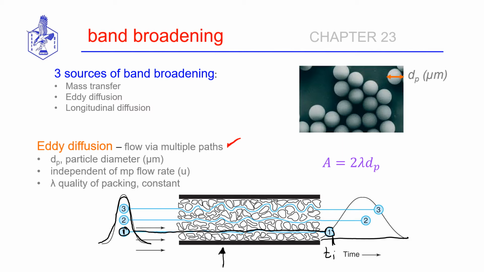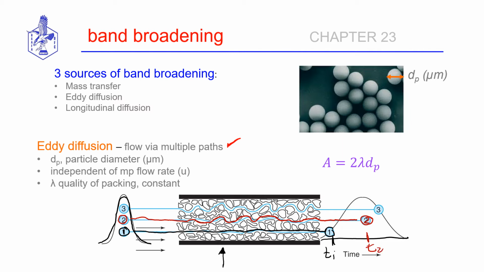Molecule number 2 takes a different path. It flows through this packed bed and it meanders a little bit. If there's a lot of void volume between these particles, there's going to be different options for how long it takes a molecule to get through. So molecule number 2 is going to take longer than molecule number 1.